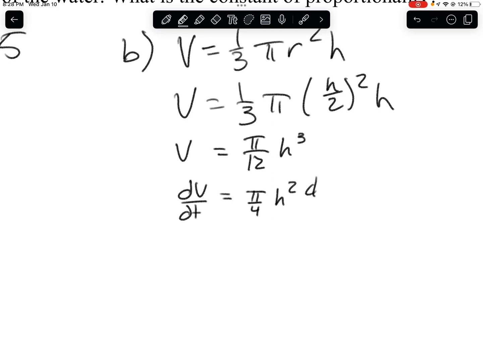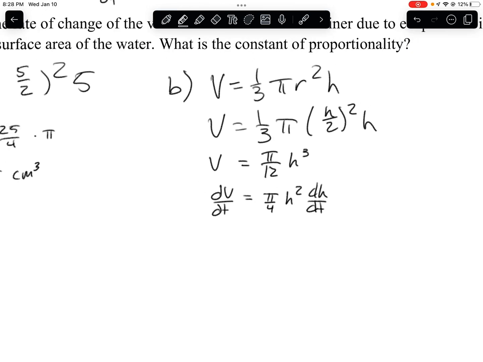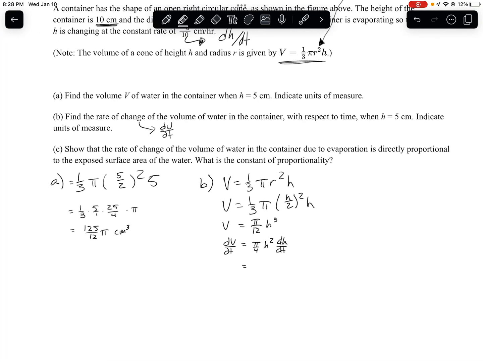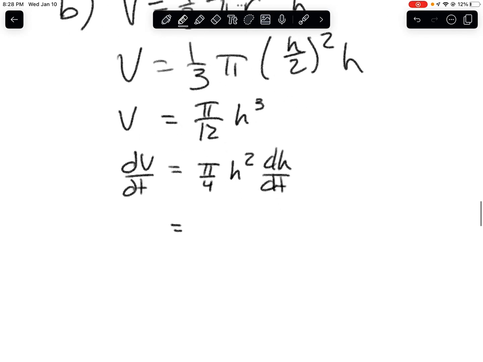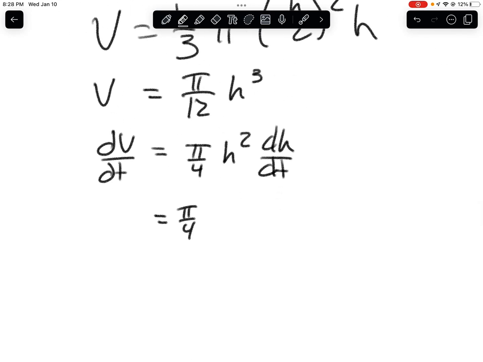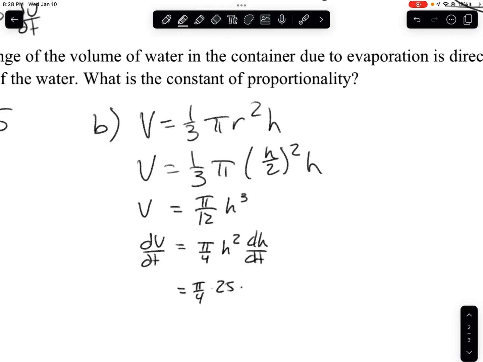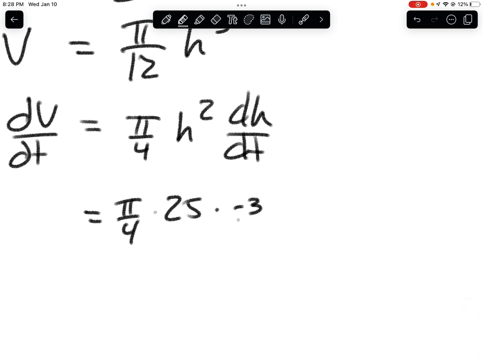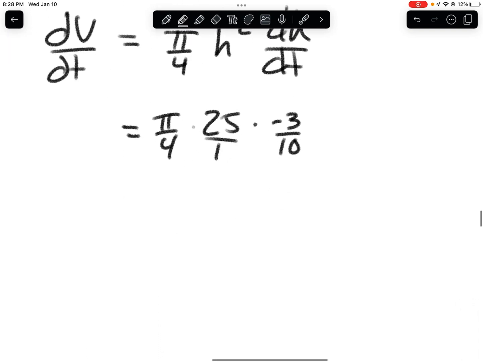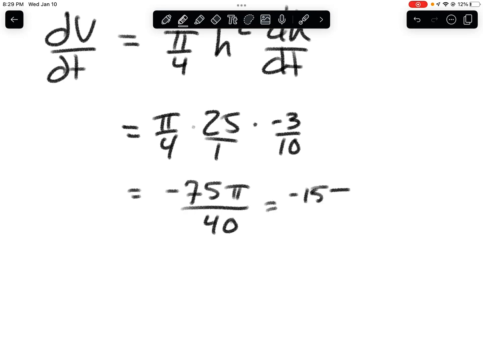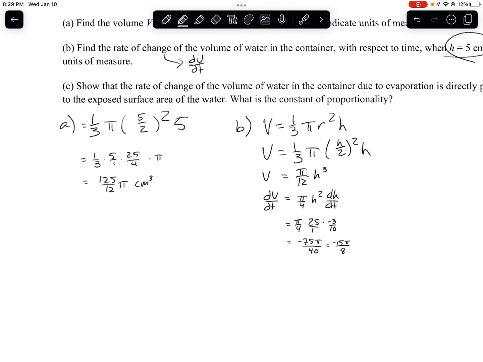H squared dh dt. So I have dh dt, and the height is 5. So pi/4 times 25, because that's my height squared, and then dh dt is -3/10. So -3/10 times 25/1. We just do some multiplying straight across. I'm going to get -75 pi over 40. Both of these are divisible by 5, so I'm going to get -15 pi over 8.